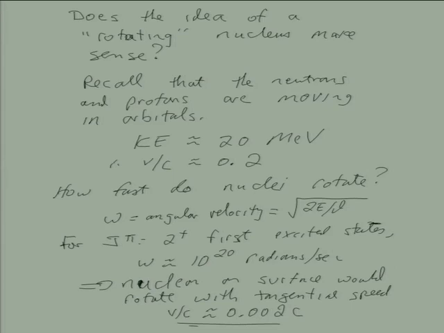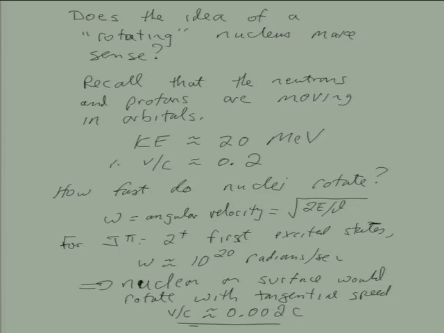Okay? So you can calculate the rotational angular velocity. Again, classically, it's just the square root of 2 times the energy divided by the moment of inertia. We take the energy of the first excited state. We see that it's a 2 plus. We plug it into this formula. We can calculate that it's rotating at about 10 to the 20th radians a second. Okay, remember, there are 2 pi radians in a circle. So these things are rotating what seems to be awfully fast, on the order of 10 to the 20th times a second.